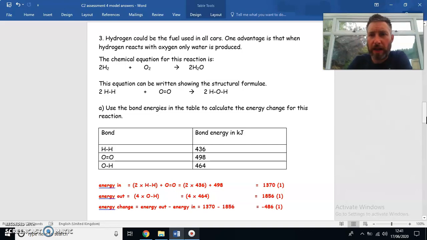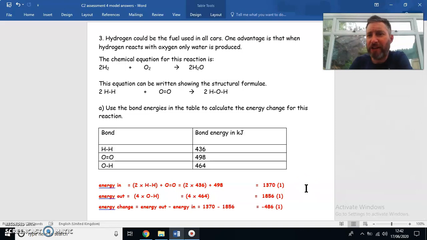I lay mine out, normally on more lines than this, but I want to get it onto one page. In the reactants, I've got 2 HH bonds. There's 2 molecules of hydrogen, so 2 HH bonds, and there's 1 molecule of oxygen, so 1 O double bond O. So that's 2 times HH plus O double bond O. Then I substitute the numbers: 2 times 436, plus 498, which gives me an answer of 1,370 kilojoules per mole.